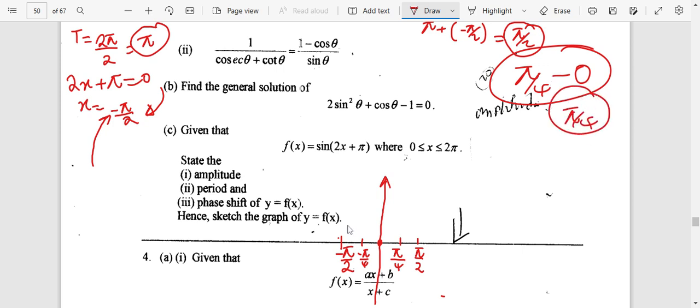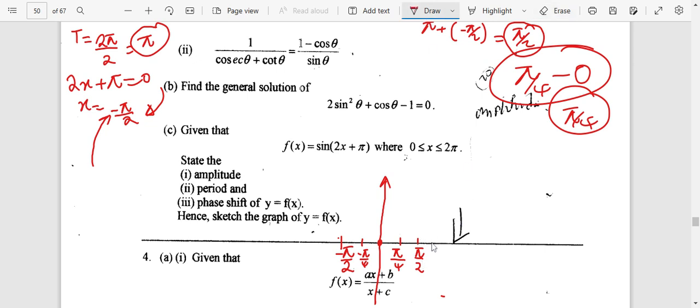In other words, if I move from negative pi over 2 to negative pi over 4, what did I do? To negative pi over 2, I added pi over 4 to get negative pi over 4. To move from negative pi over 4 to 0, I added pi over 4. To move from 0 to pi over 4, I added pi over 4. To move from pi over 4 to pi over 2, I added pi over 4. So I'm going to continue adding pi over 4 until I reach 2 pi.